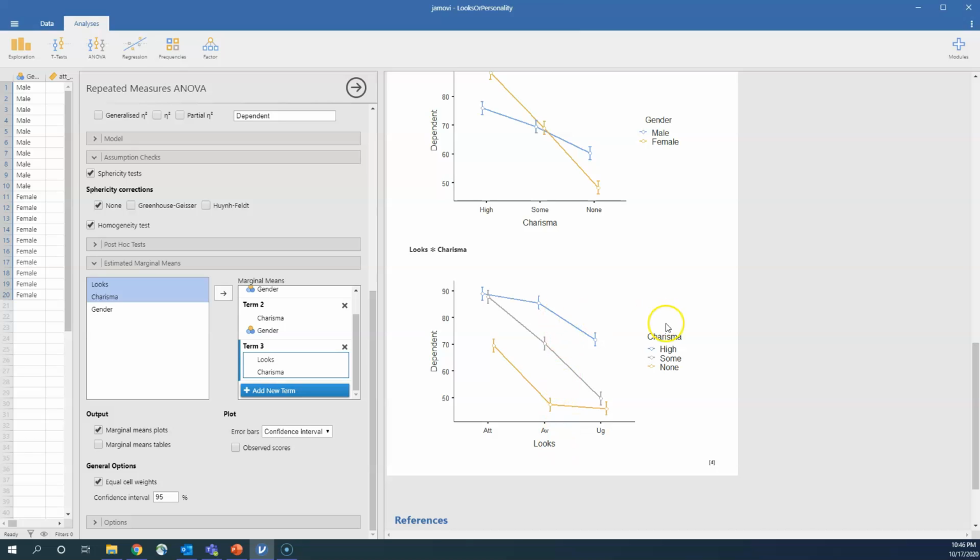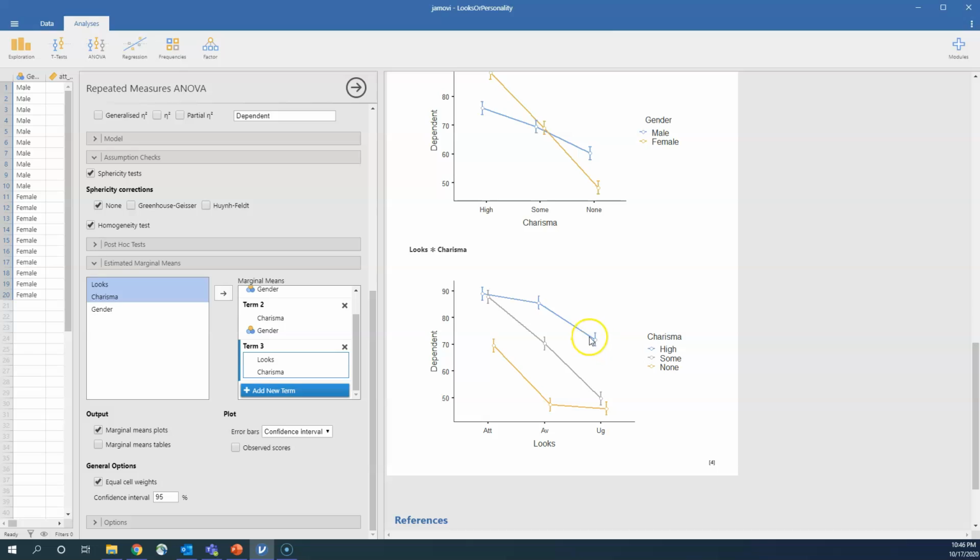If you look at the people that have high charisma, they're this blue line right here. This blue line means high charisma, and it seems like if you have high levels of charisma, the overall levels of enjoyment on your date are pretty high. They're like 75 to 90, no matter how attractive you are.